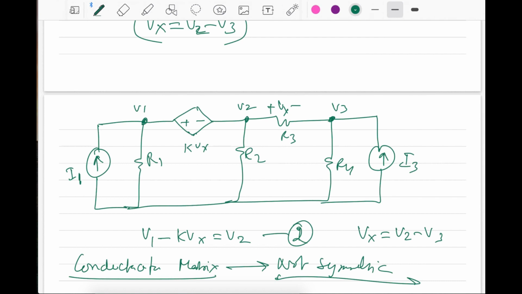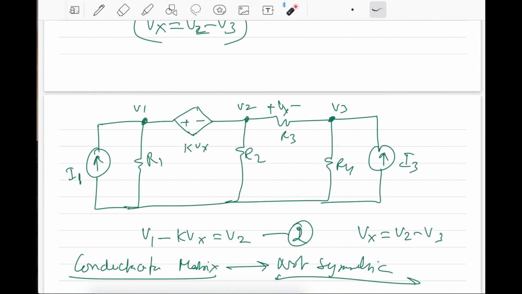Sir, here where will this Gaussian surface come? The surface is this one, right? Because you have a voltage source here. It's a dependent voltage source where Vx is controlled by this. So this is the Gaussian surface.